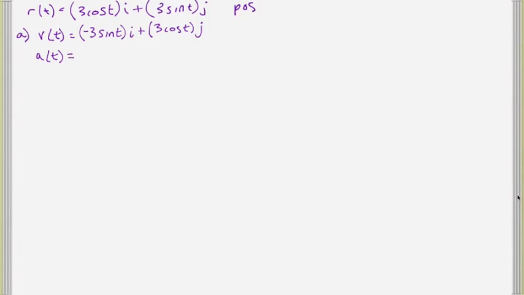Acceleration is the derivative of velocity. So the derivative of negative 3 sine of t is negative 3 cosine t, plus negative 3 sine of t.